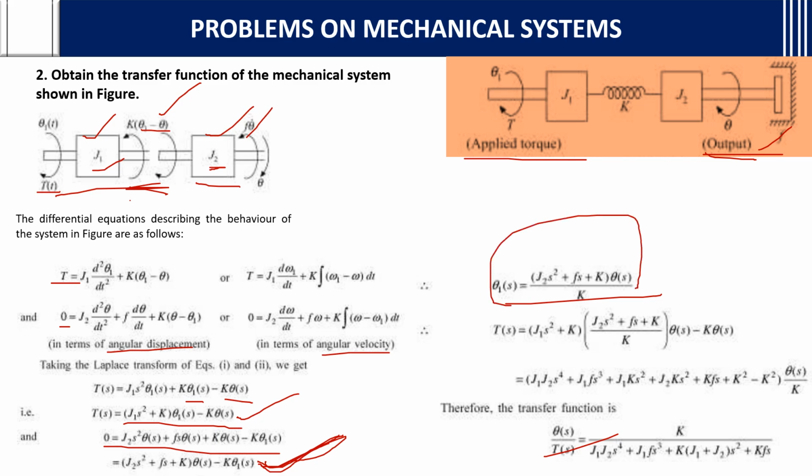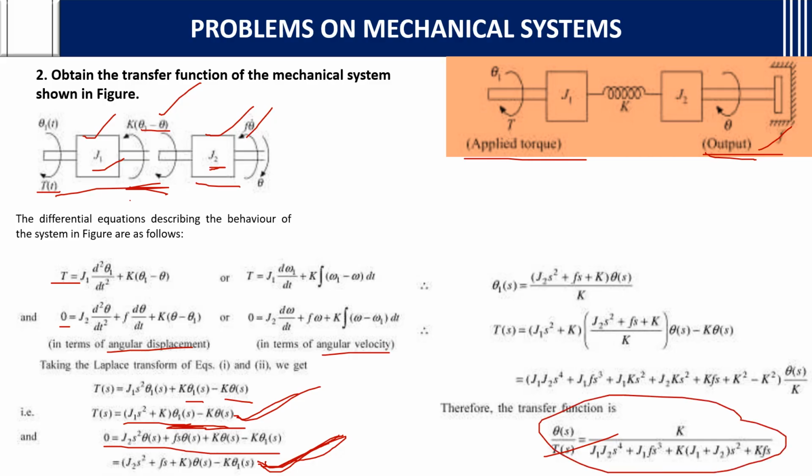If you substitute this in the first equation, T of s equals J1 s square plus k, into theta 1 of s, where theta 1 of s is J2 s square plus f s plus k by k into theta of s, minus k theta of s. Now it is in terms of T of s and theta of s. So take theta of s common and send T of s to the right side. So you will get theta of s by T of s equals this equation.